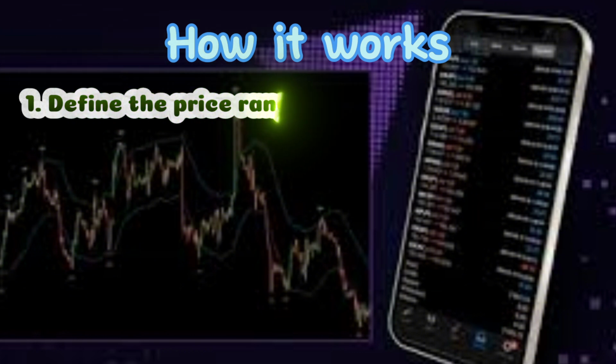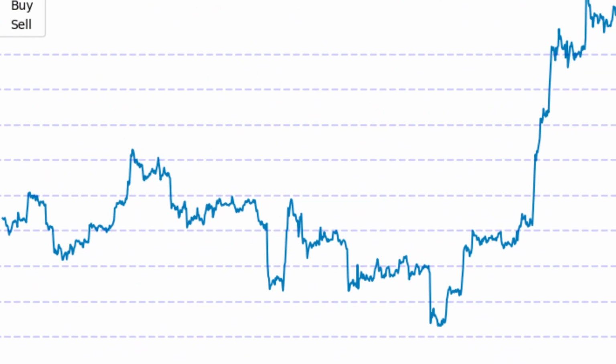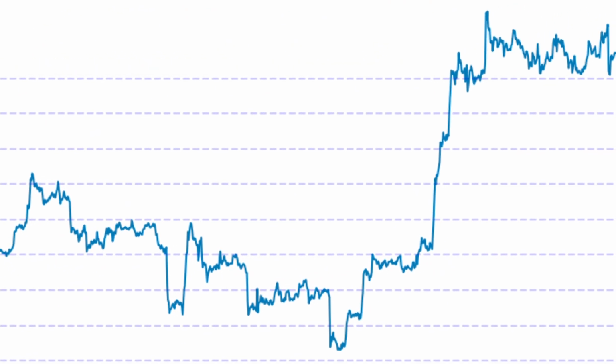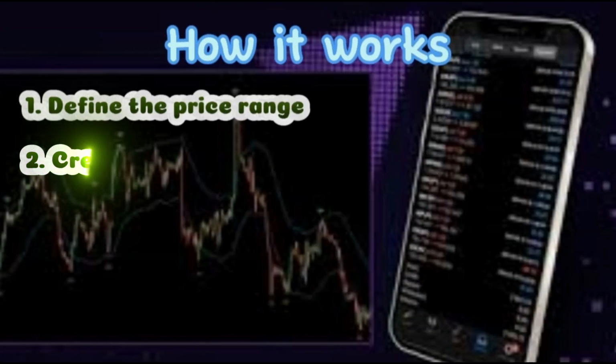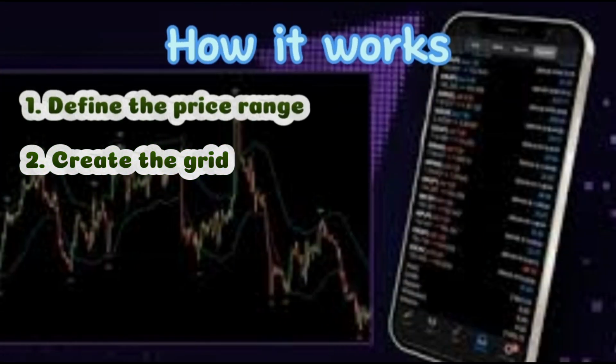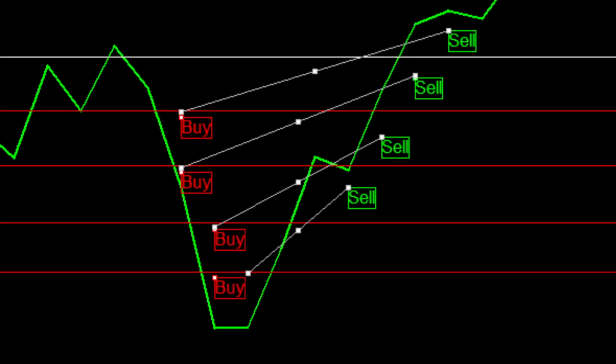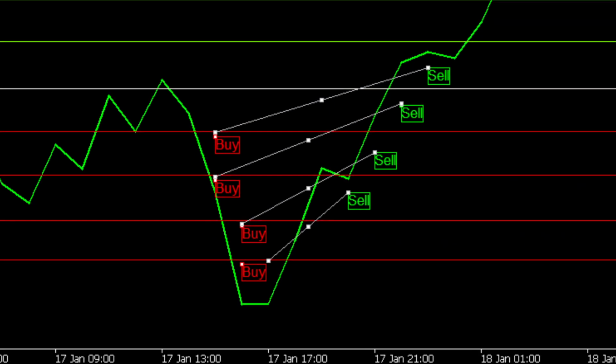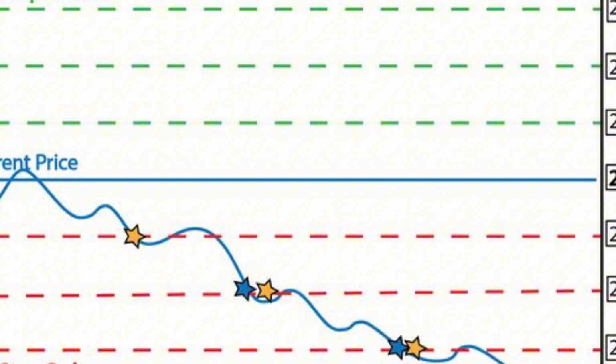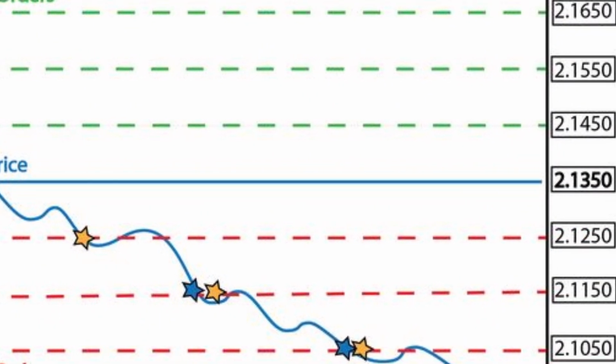How it works. 1. Define the price range. The trader first sets a price range in which they expect the price to fluctuate. 2. Create the grid. Inside this range, multiple horizontal price lines are drawn at equal intervals or custom intervals based on the strategy. These lines are called the grid.